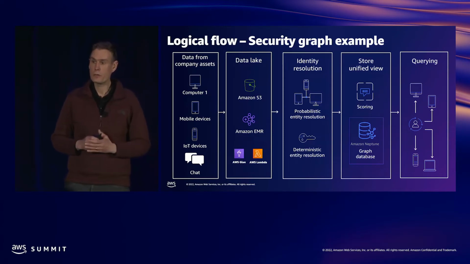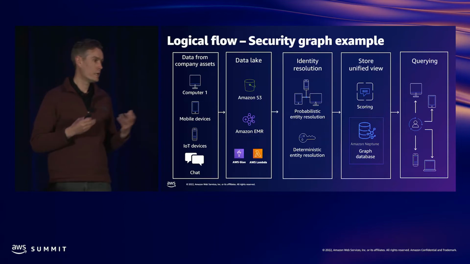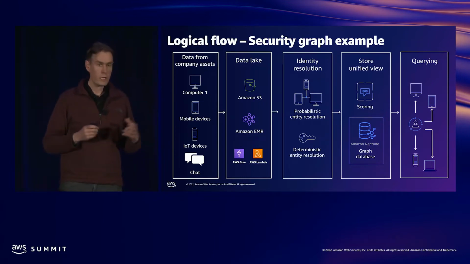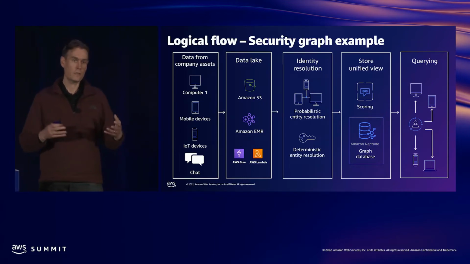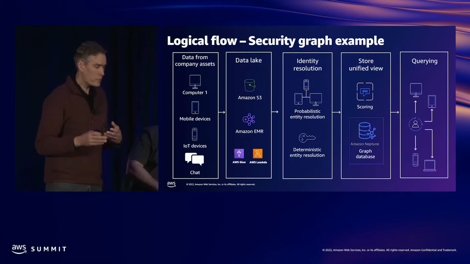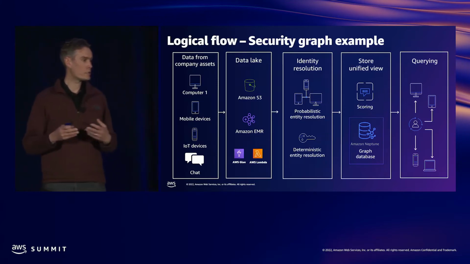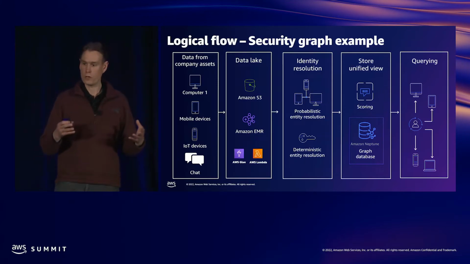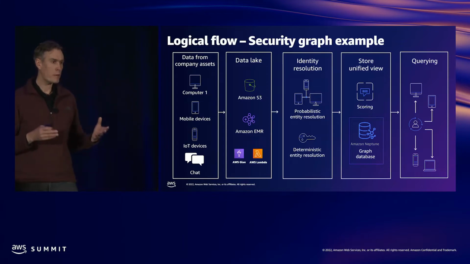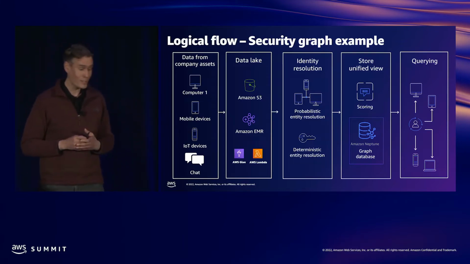Here's a hypothetical example about a security graph and how it might flow. If you look on your left, you can see that there's a lot of different assets that you might have in your organization or your company. You have devices, you have applications that people are using. These are all producing various different kinds of metadata. They have different log files. And you probably store that in something like a data lake. Hopefully it's something like Amazon S3.